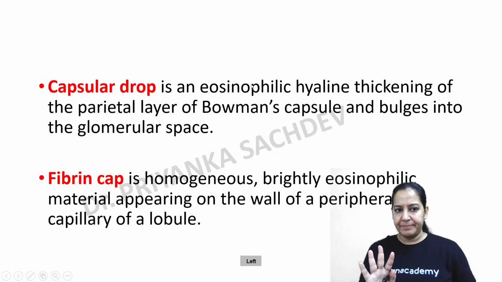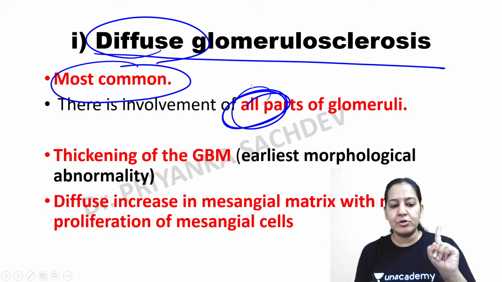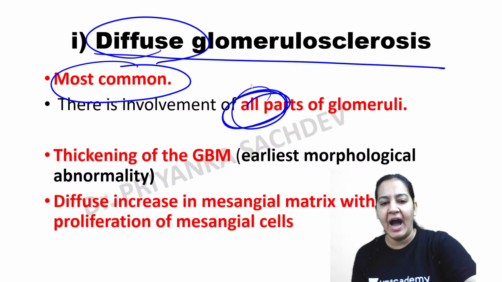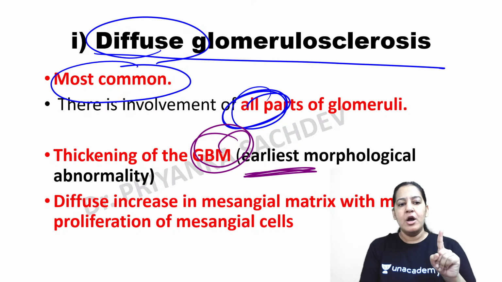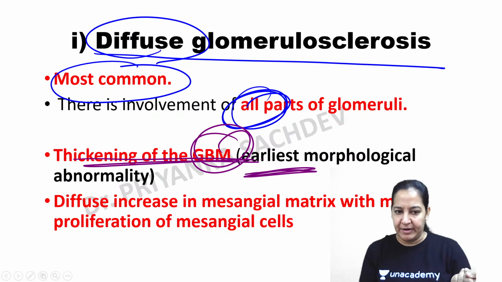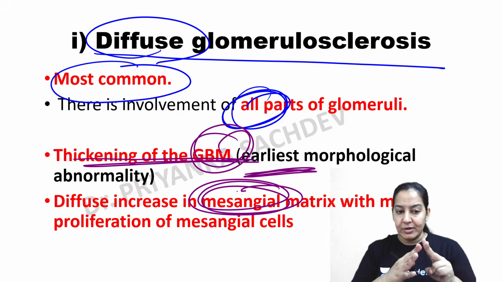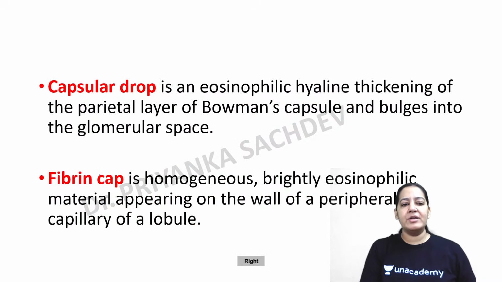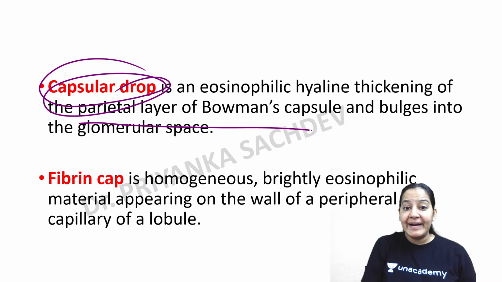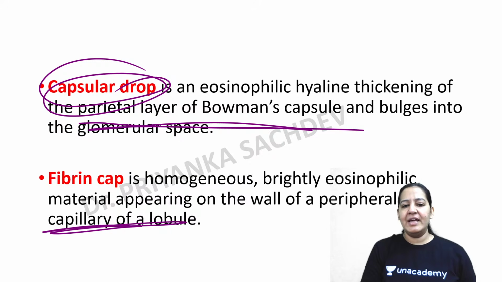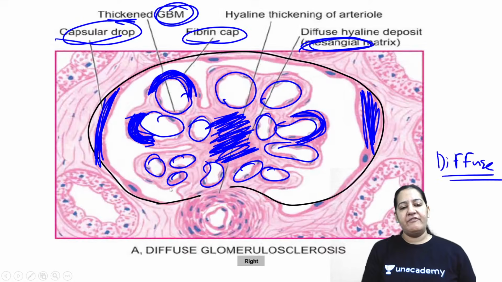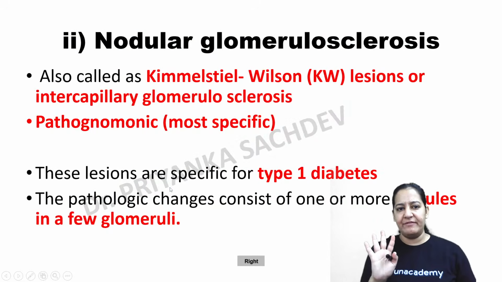Can you understand the diagram? In diffuse glomerulosclerosis, the hyaline is deposited at 4 places. Number 1, GBM, which is the earliest one, causing thickening of the GBM. That is the diffuse glomerular basement membrane of the capillary. Number 2, it is deposited in the mesangium, causing an increase in the mesangial matrix. Number 3, it is deposited in the Bowman's capsule, the parietal layer of Bowman's capsule to be specific. And number 4, it is deposited in the wall of the capillary in the form of the cap known as the fibrin cap. Everyone give me a thumbs up. These are the 4 places at which it is depositing.